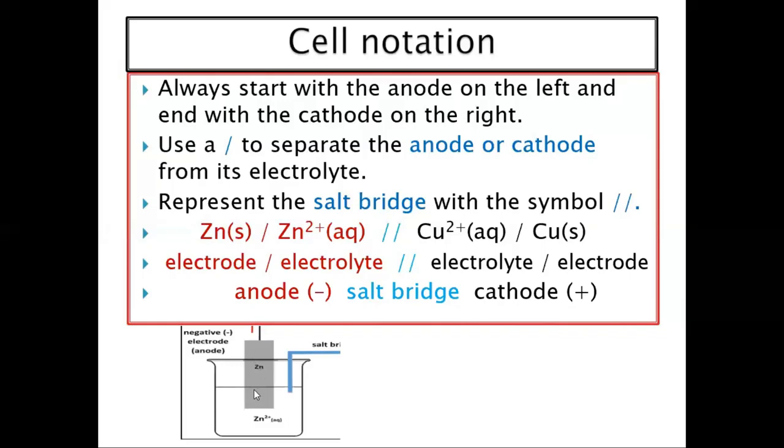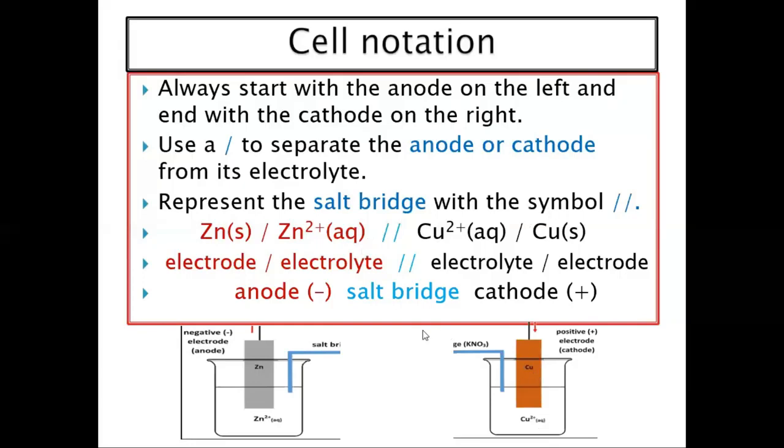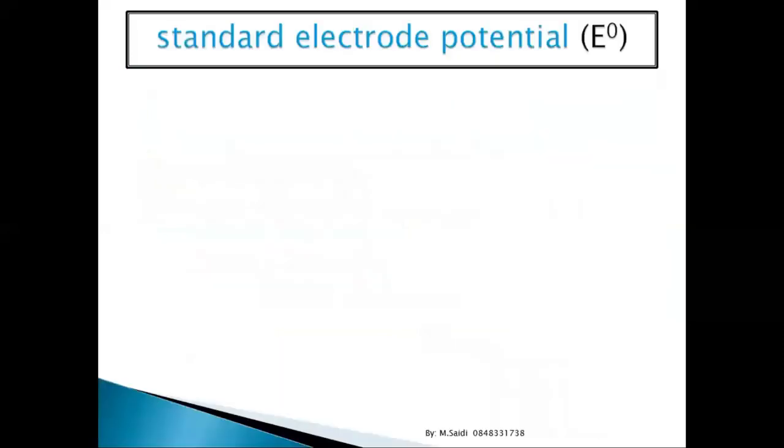Here is what we are talking about diagrammatically. Zinc gives me zinc 2 ions. Yes, zinc gives me zinc 2 ions here. Then I have copper. Copper 2 ions gives me copper. And then in between here, I have a salt bridge, which connects them. That's the meaning. Unless you have a question, next time we're going to start with the standard electrode potential.